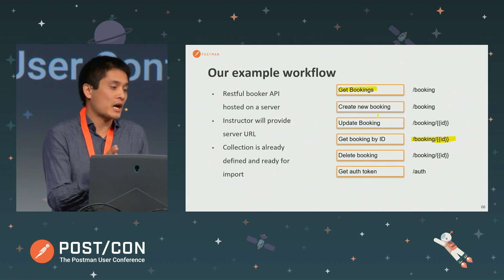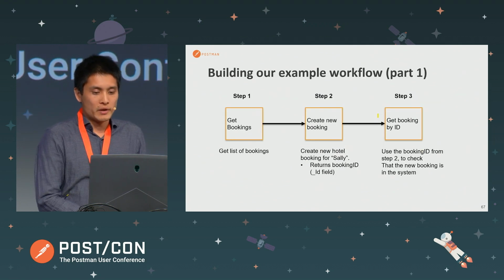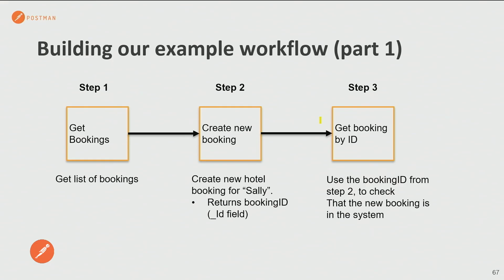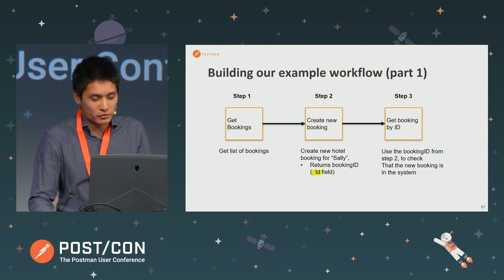This is the order that they're currently listed in. The order that we want is slightly different. So when we build our workflow, we want to start with get bookings. Then we want to create a new booking. So this is going to create a new hotel booking for someone called Sally. And as part of this, it's going to return us the booking ID using this ID field.